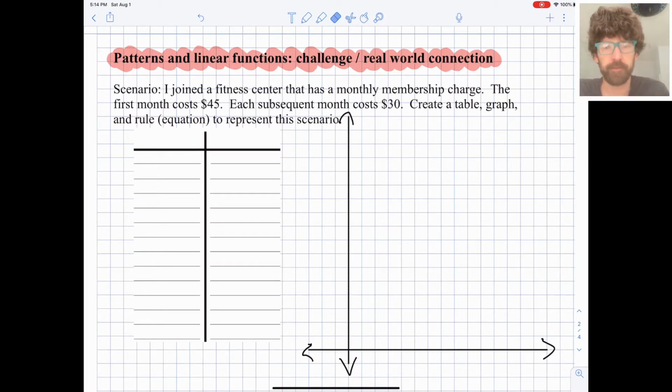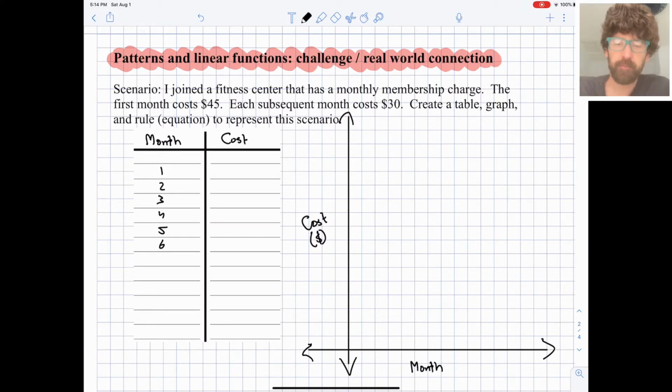But let's fill in our table first, now that we know what a mistaken answer would be. Let's fill in our table and see if we can make some progress here. And I'm going to fill in the same variables for the x and y axes as well. So the other thing to keep in mind is, in the real world, you might be paying just month by month, and so you think month 2 costs 30, month 3 costs 30.